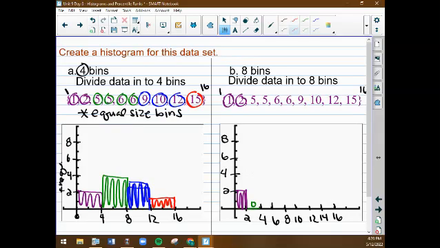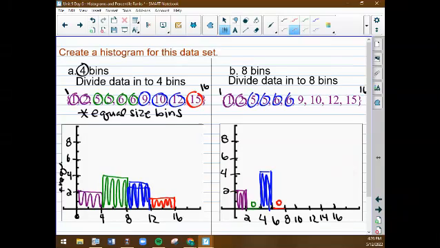Okay? Then between 4 and 6 would be like 5 and 6. So I have 1, 2, 3, 4 values that are between 5 and 6. Okay? And then between 6 and 8, which would be like 7 and 8, I don't have anything. So again, I'm going to put nothing there and put a 0.